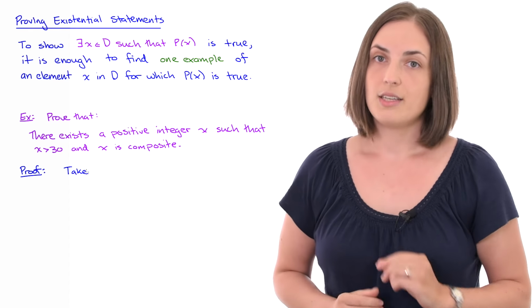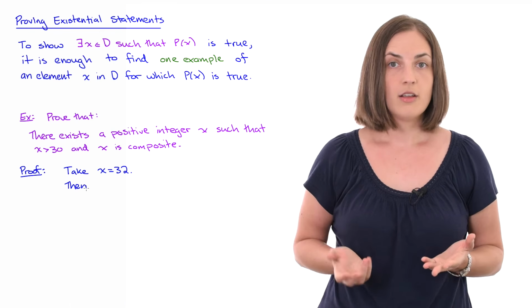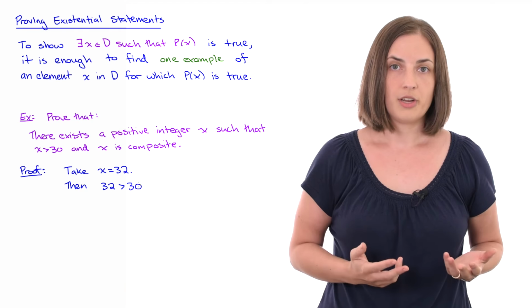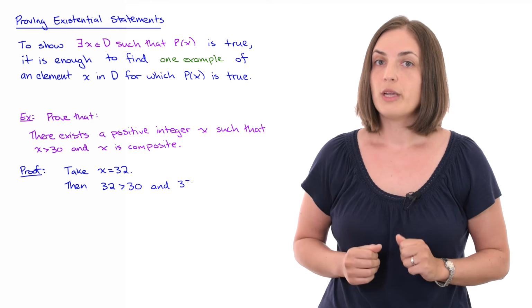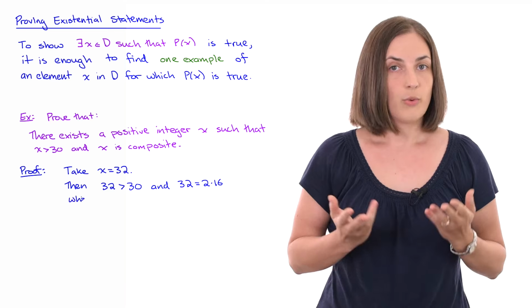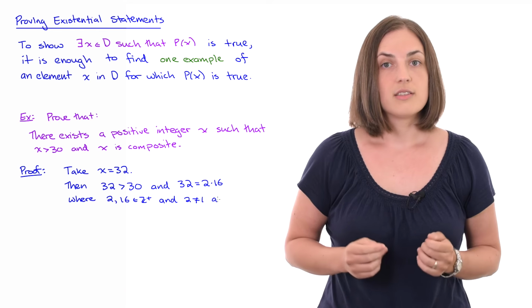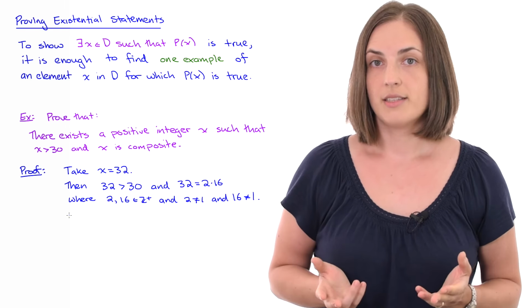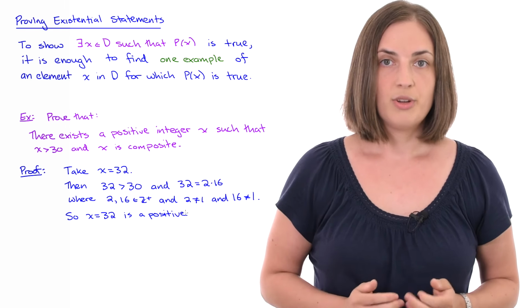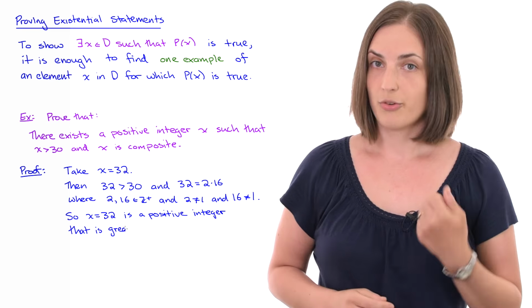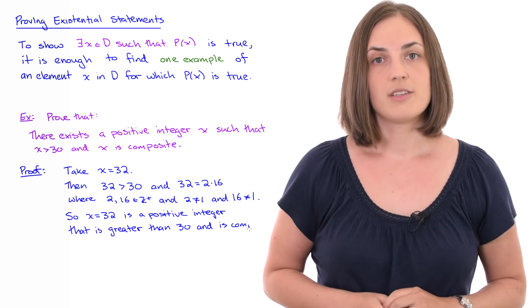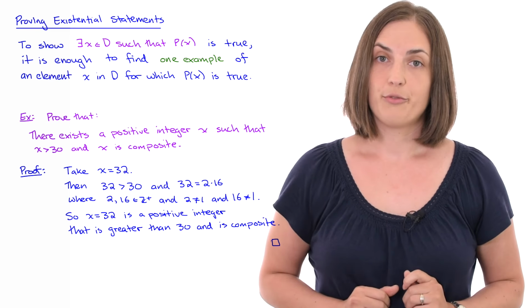We take x equals 32. Then 32 is greater than 30, and 32 equals 2 times 16, where 2 and 16 are positive integers, and neither one of these is equal to 1. This means that x equals 32 is a positive integer which is greater than 30 and is composite. So we have completed the proof.